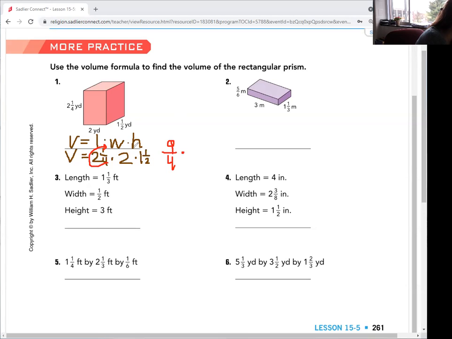Times, what would 2 look like as a fraction, class? 2/1, as Shane likes to say, 2/1. And then what would this mixed number be converted into an improper fraction? 3/2. Over 2, you got it.